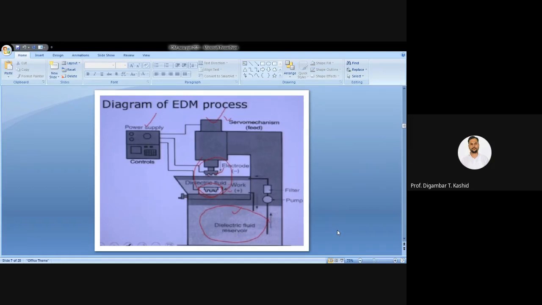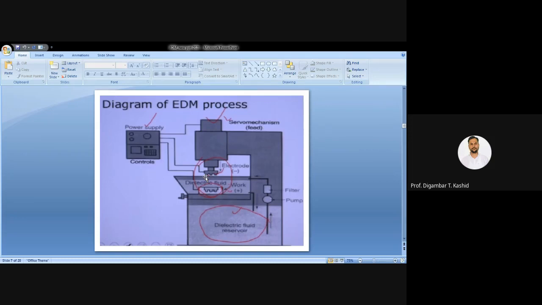Now this is a dielectric chamber, along with the pumping unit and a filter that you can see there. From the reservoir you can pump the fluid, and after filtration you can provide it to the inter-electrode gap. Now this dielectric fluid has its properties conditioned and monitored.